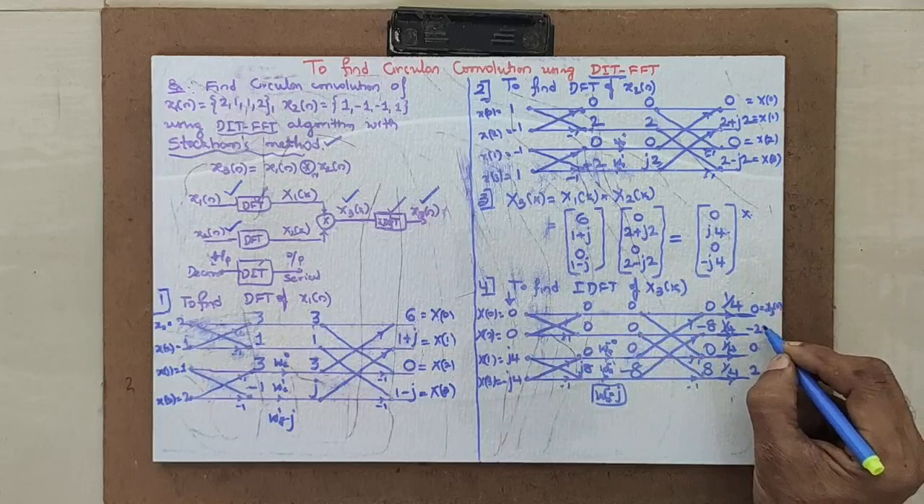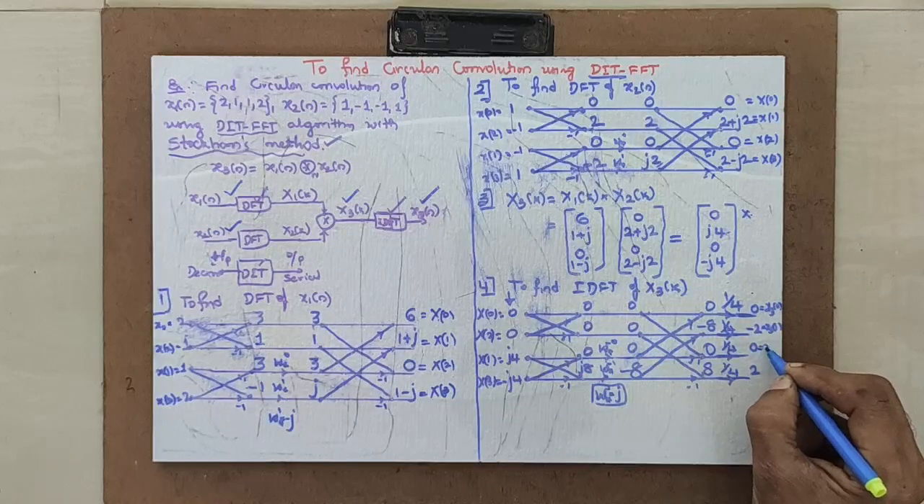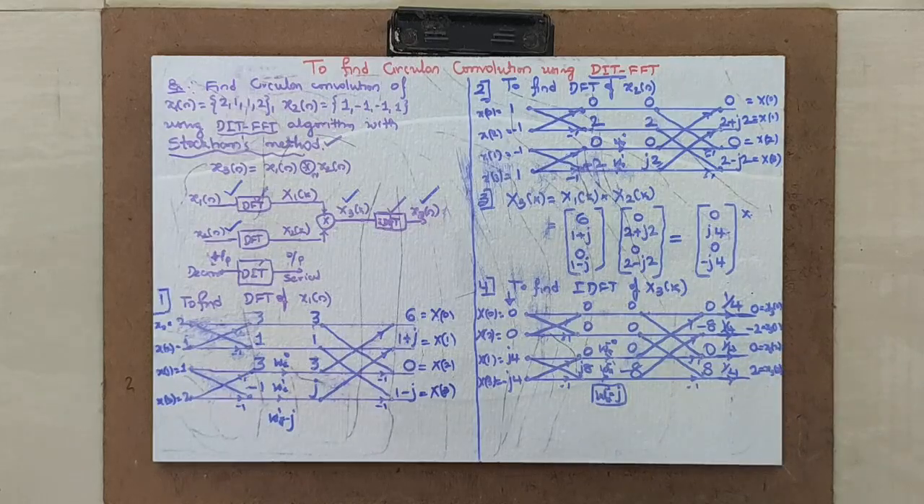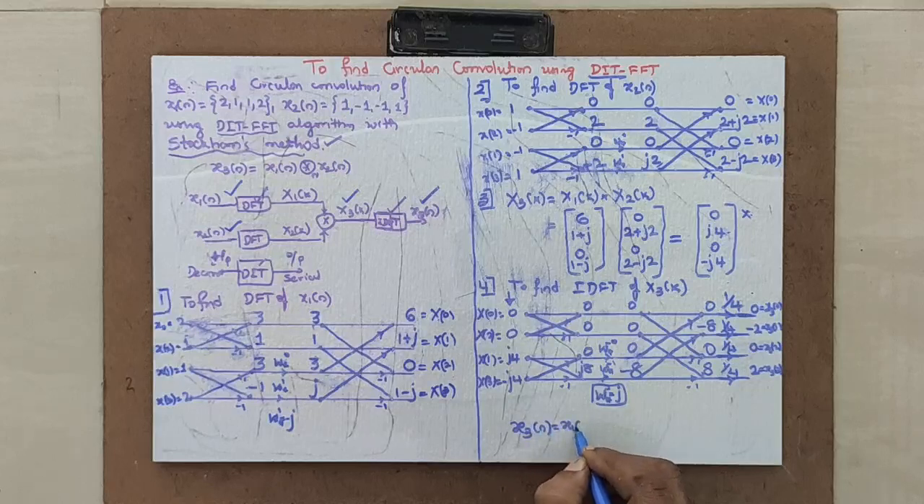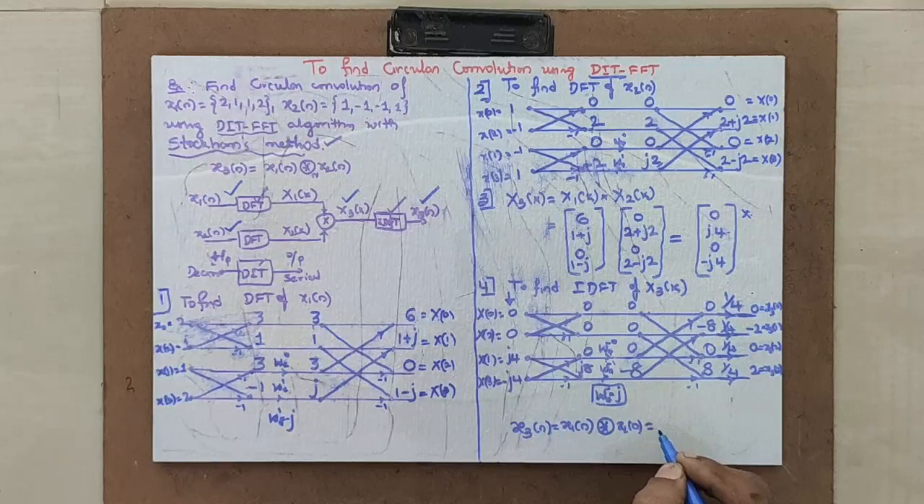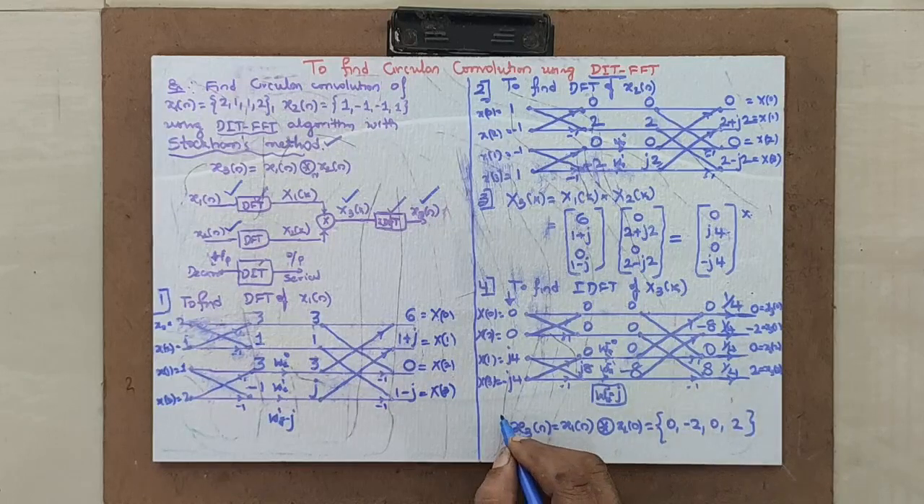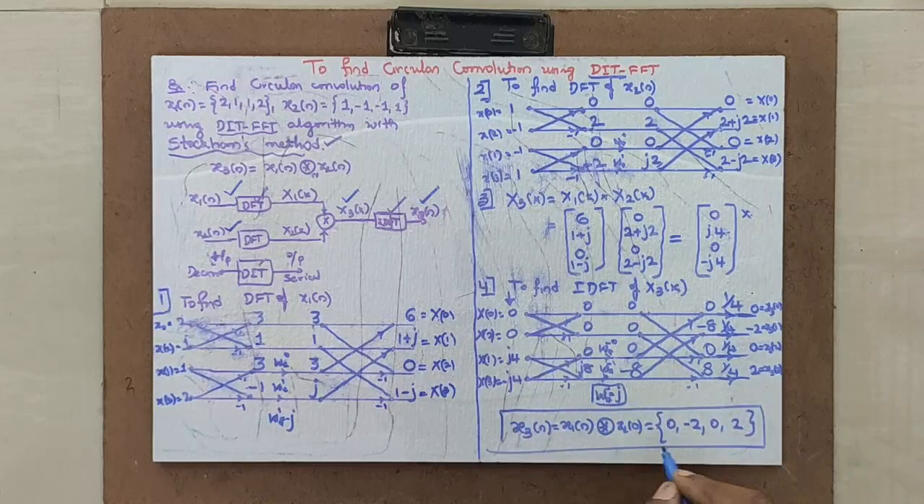x3 0, x3 1, third signal 2, third signal 3. Then I got the answer here. x3 of n, which is x1n circularly convoluted with x2n. I found it with DIT FFT algorithm as 0, minus 2, 0, plus 2. This is what is my final answer. Okay, I found it by DIT FFT algorithm. Okay, I hope you understood this.